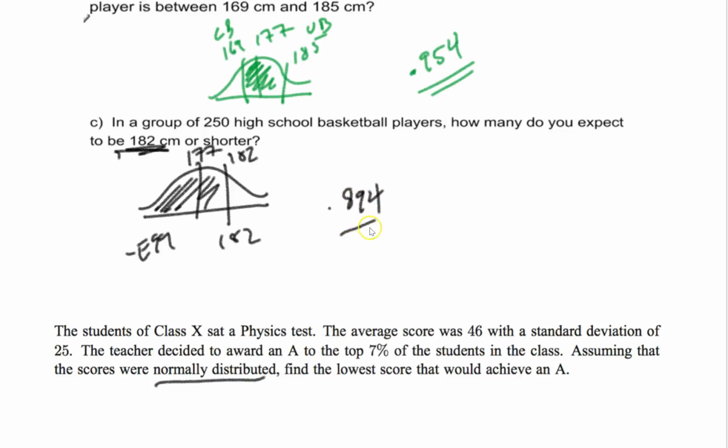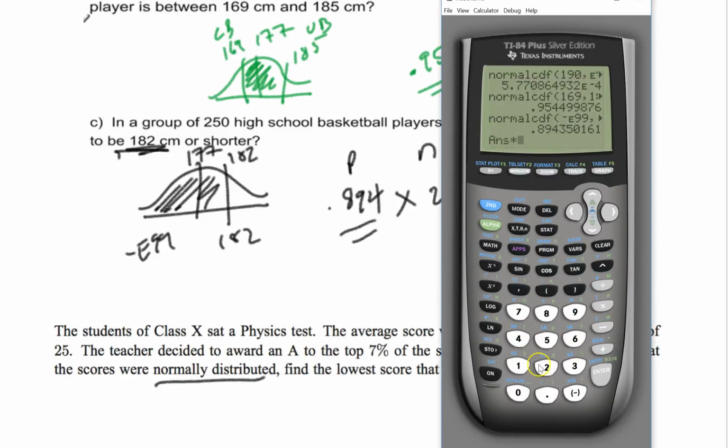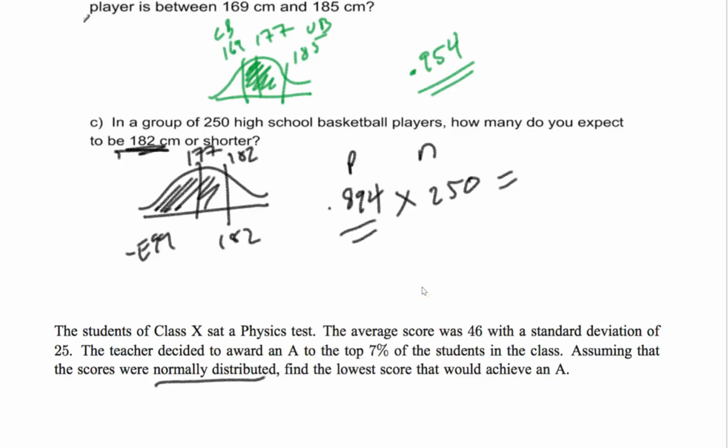Now normally you're done because it says what's the probability, but not in this case. It says in a group of 250 high school boys, how many do you expect to be that? So I'm going to multiply my probability by n, the expected value. Probability times the number of things you have. So let's multiply by 250. And I get about 223.5, so about 224 students, players, whatever. So that's the idea. That's way 1.